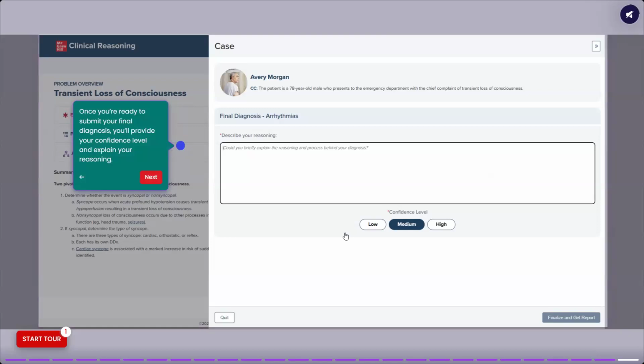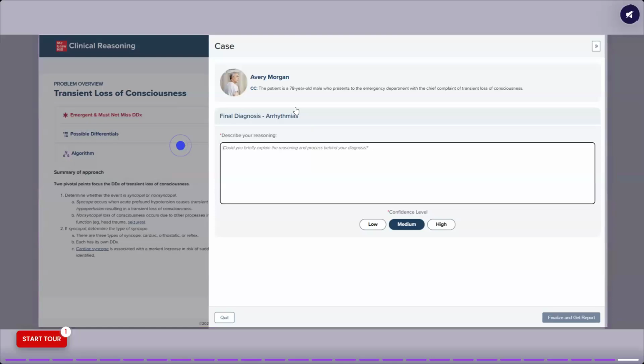Once we've gone through the different working differentials, we will end up with the final diagnosis. So after having ordered all the tests and received all the results, after receiving all the information related to the physical examination that I asked for, I will have sufficient information to be able to make my final diagnosis. In this case, my final diagnosis that I made for this patient is arrhythmias.